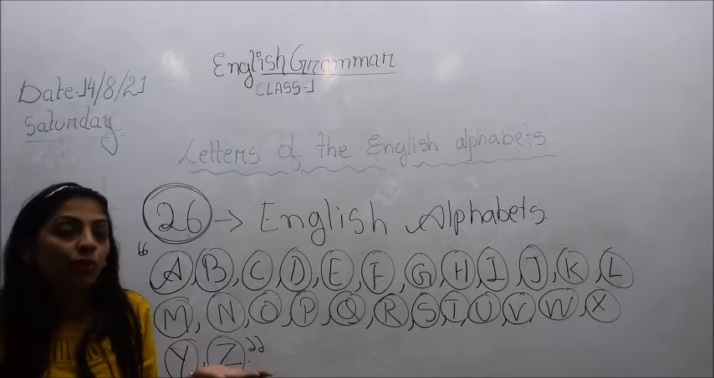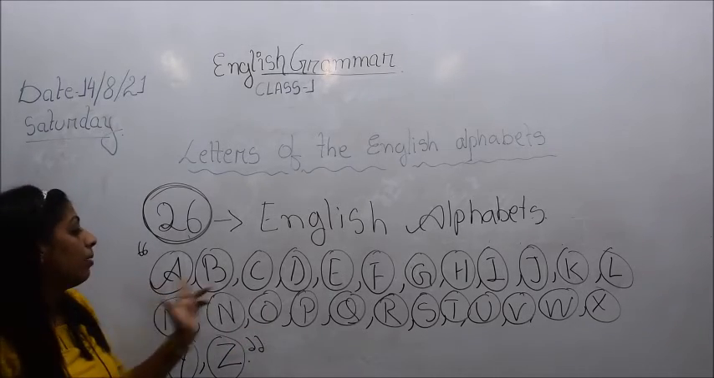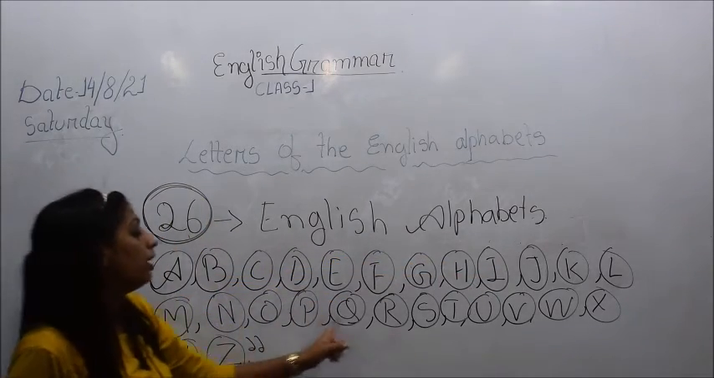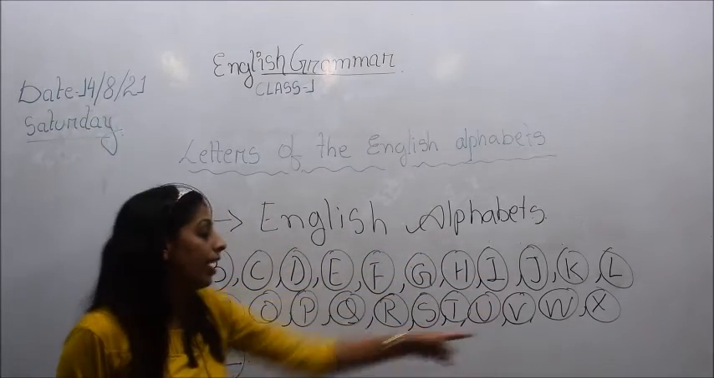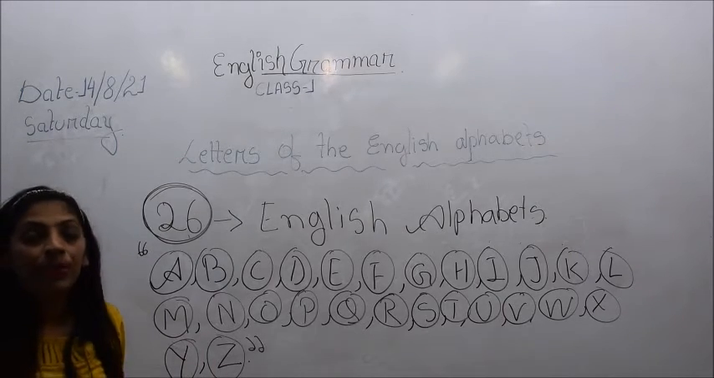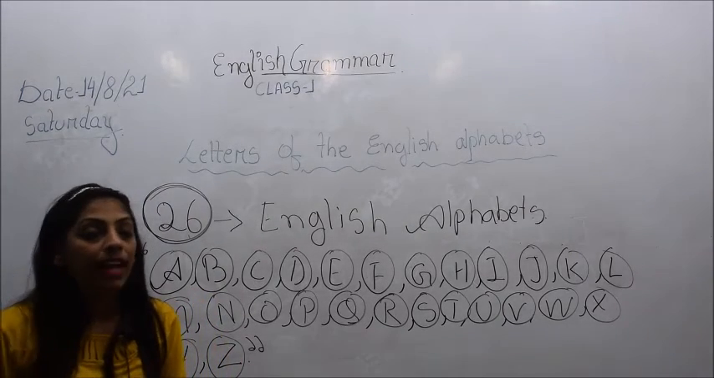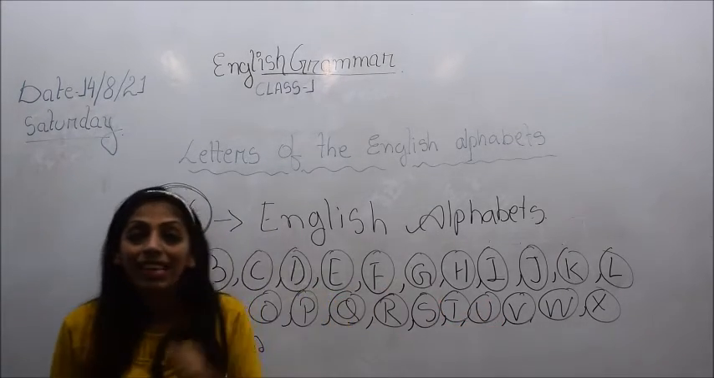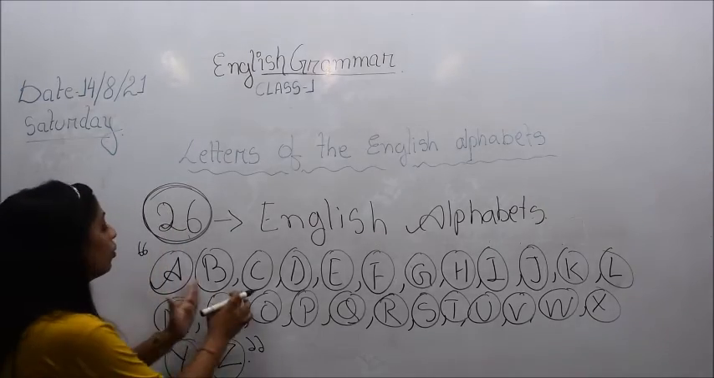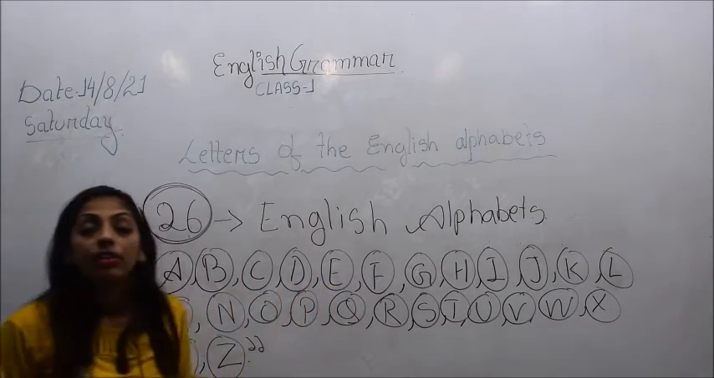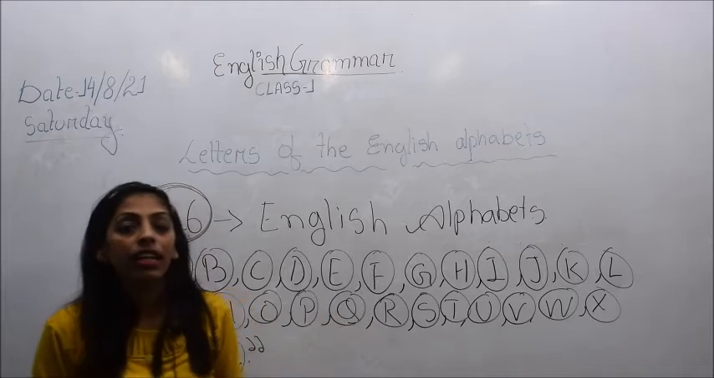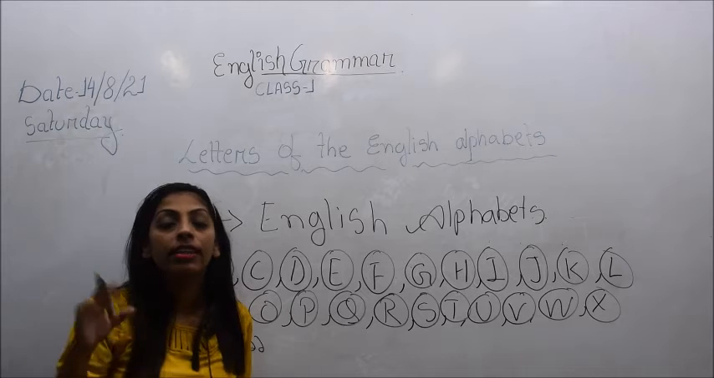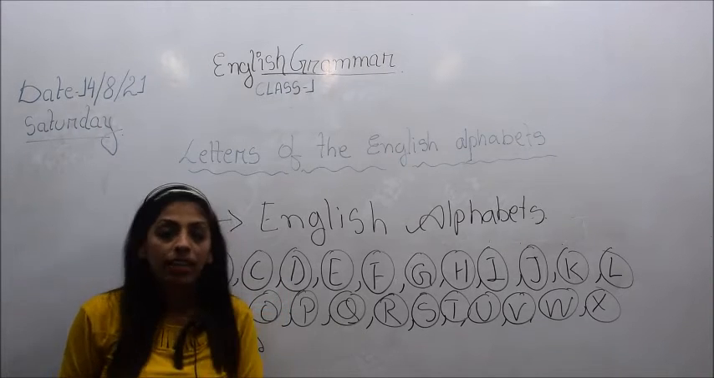And now you know what they are: A, B, C, D, E, F, G, H, I, J, K, L, M, N, O, P, Q, R, S, T, U, V, W, X, Y and Z. Now I hope it is clear that in English there are 26 letters. These are also called letters. Children, you need to keep in your mind that there are 26 letters in the English alphabet.